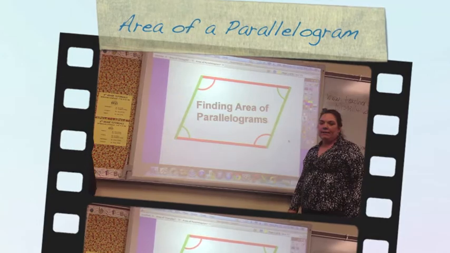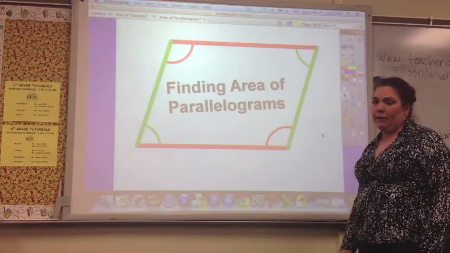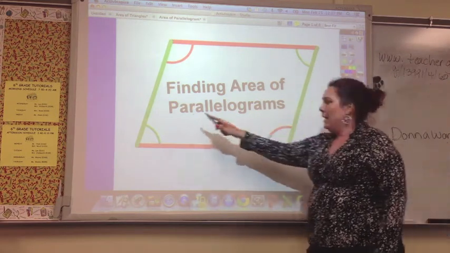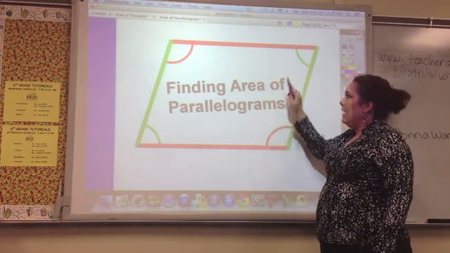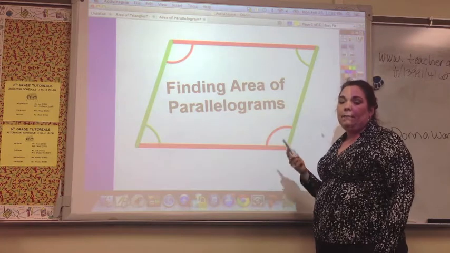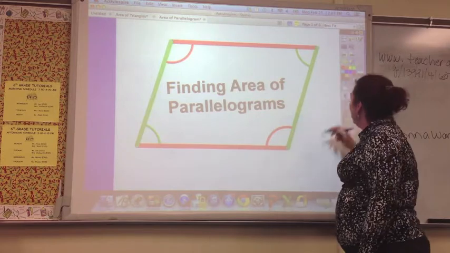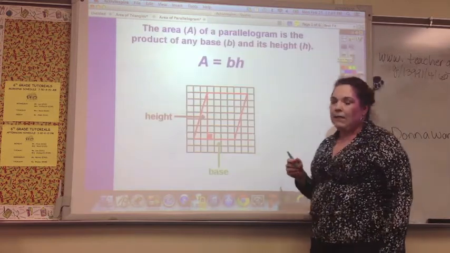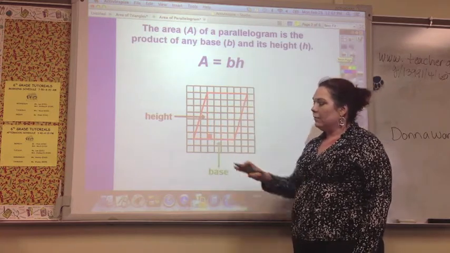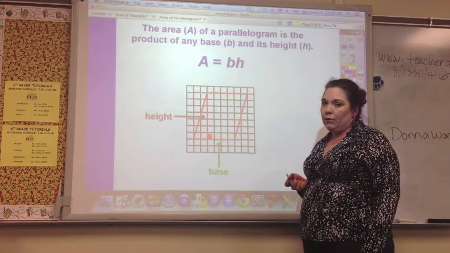This video is about finding the area of a parallelogram. If you remember a little bit about a parallelogram, opposite sides are parallel, opposite sides are congruent, and opposite angles are congruent. A rectangle is a type of parallelogram, as well as a square. The reason I mention this is because parallelograms look like slanted rectangles, but the formula for finding the area is similar to a rectangle.